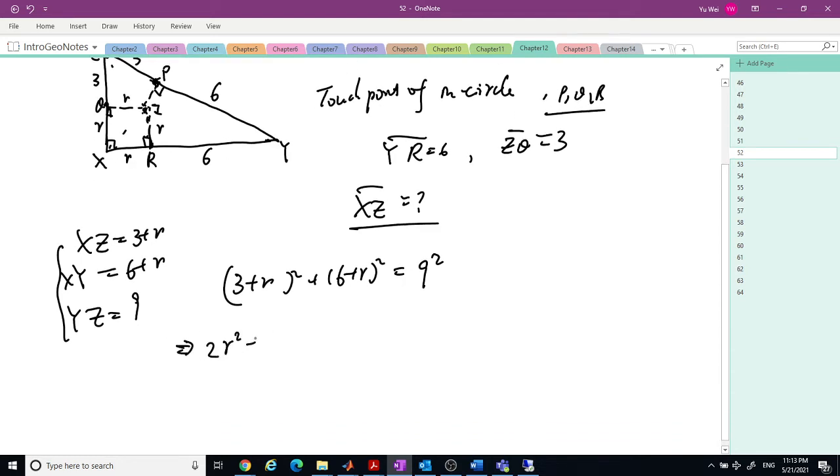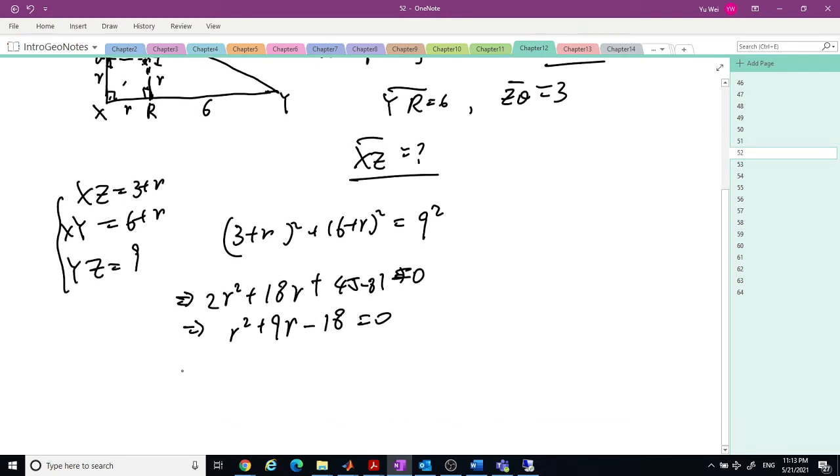Is 2r squared plus 6 and 12 is 18r, then plus the 9 and the 36 is 45 minus 81, so equals 0. Then you can solve it: r squared plus 9r, then minus 36 minus 18 is equal to 0.